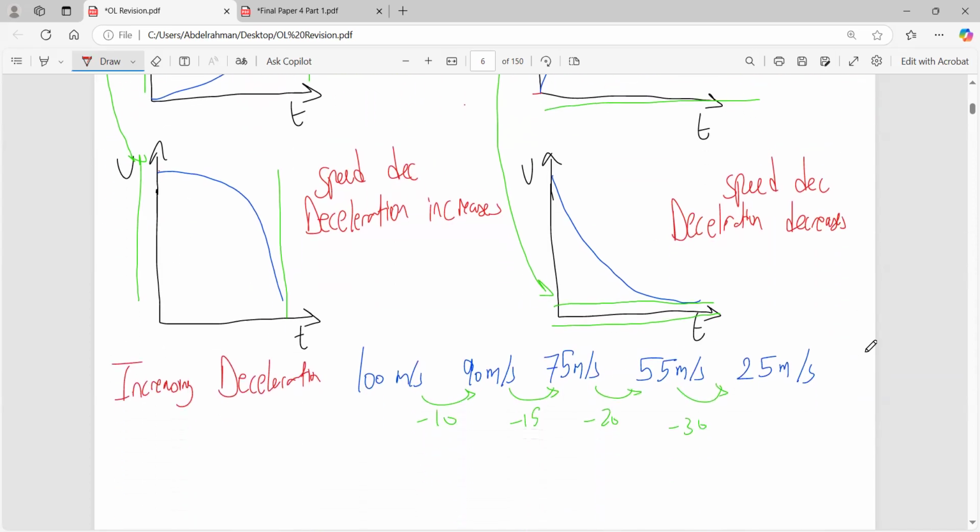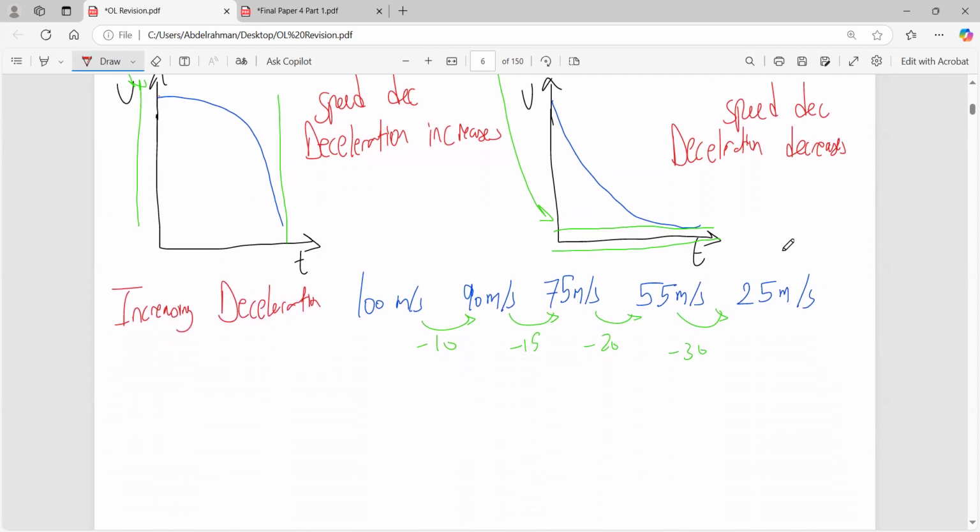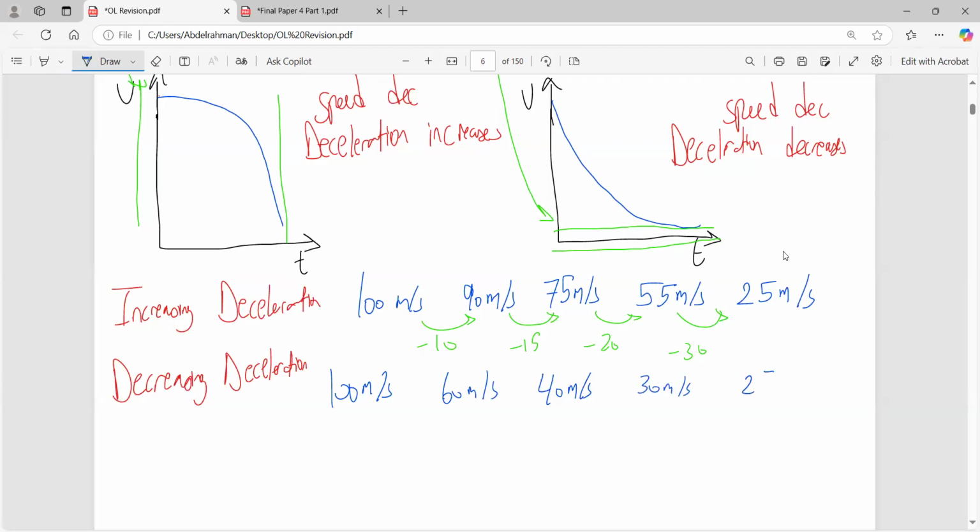Now, can you give me some numbers for the decreasing deceleration? Okay. Initially, the speed was, for example, 100 meters per second. After 1 second, the speed was 60 meters per second. After another second, the speed was let's say 40 meters per second. After 1 second, let's make it 30 meters per second. After 1 second, it's 25 meters per second.